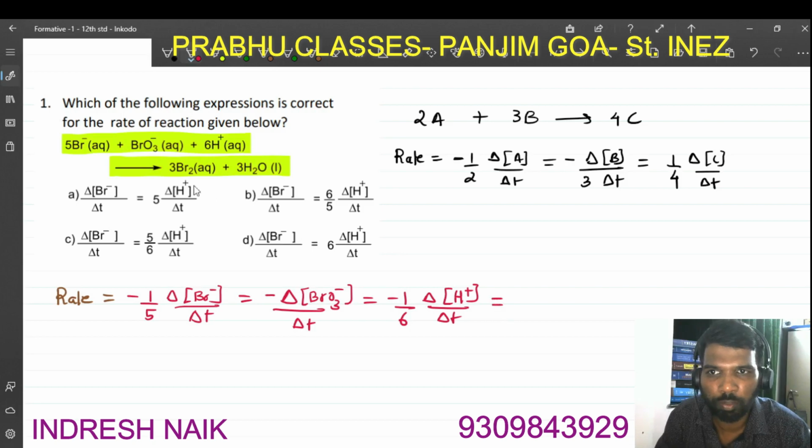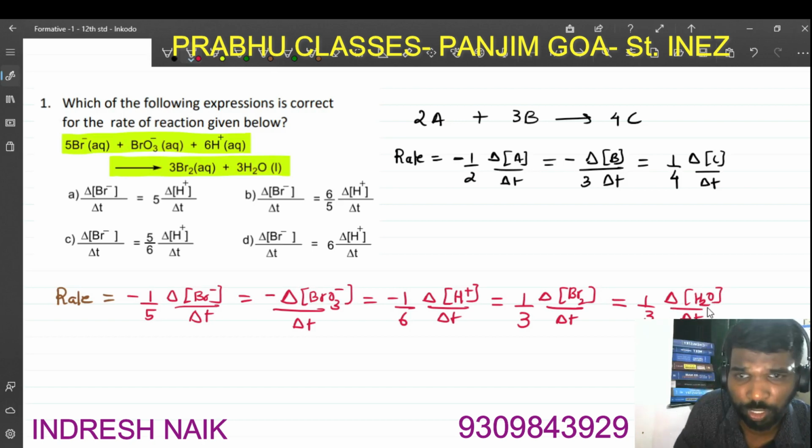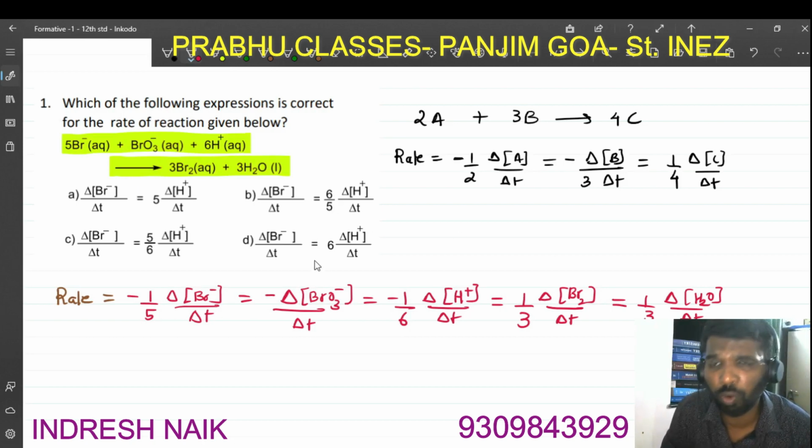Also, it could be written in terms of product, as 1 by 3 delta Br2 by delta T, and this is equal to 1 by 3 delta H2O by delta T. Delta represents a change in concentration. This is the rate equation we will be having, but we don't require the whole equation.